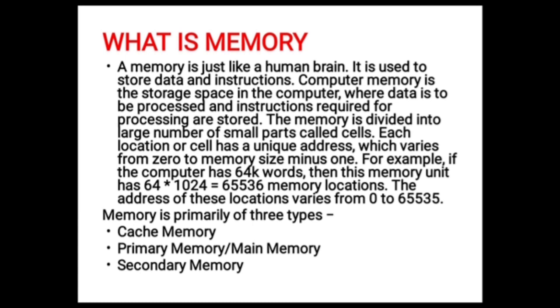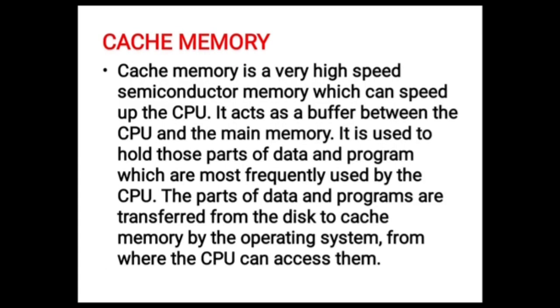For example, if we have 64K words, the memory unit has 65,536 memory locations and they vary from 0 to 65,535. Okay, let's discuss now further about the cache memory.